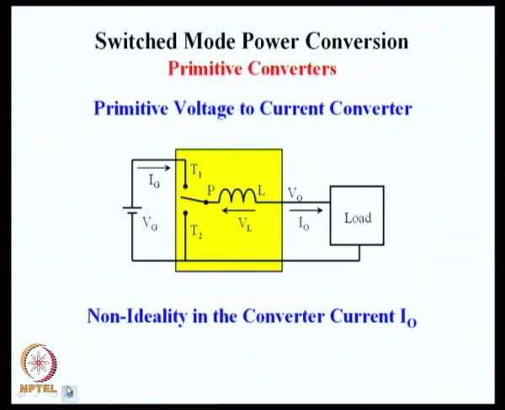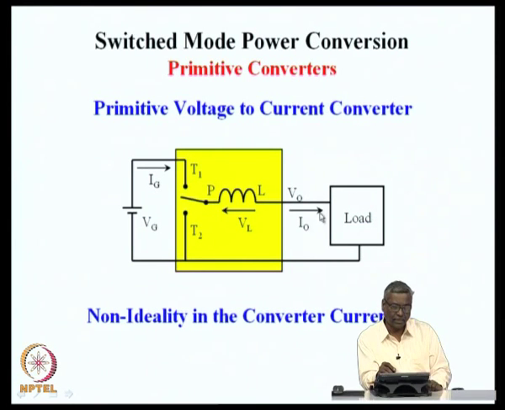But there are several non-idealities in the converter. We had assumed that this converter has a current which is perfectly constant and an output voltage which is perfectly constant, and this Ig has an average value of capital Ig, and current power is drawn from the source Vg. But in a real converter, these ideal conditions of I naught being continuous and constant and V naught being continuous and constant are not really true.